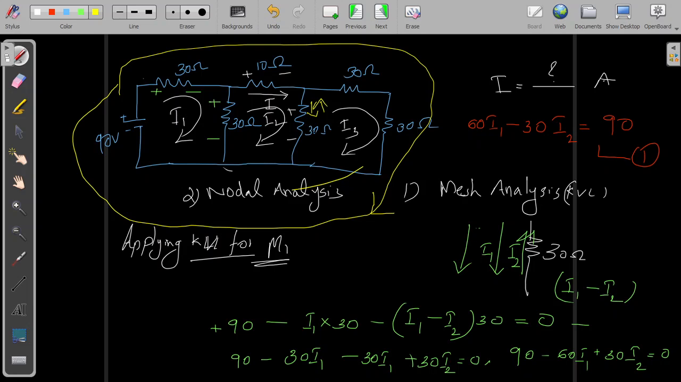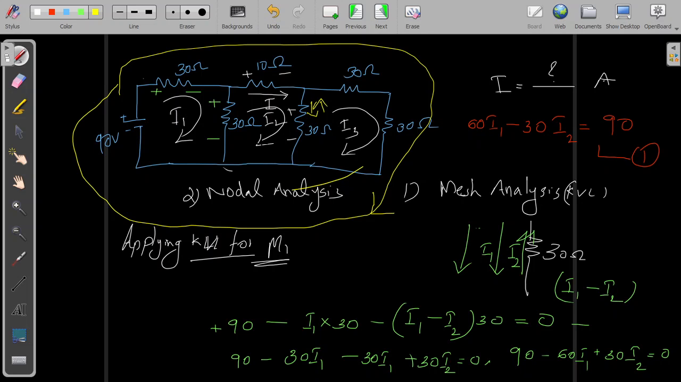So I2 minus I3 will be the current flowing through this 30 ohm resistance, and that too in I2's direction, that is in downward direction. And downward direction means it is a falling potential, that is plus. The polarity must be like this, plus here and minus here. Okay, and then again coming back to this 30 ohm, our mesh is this I2 mesh.